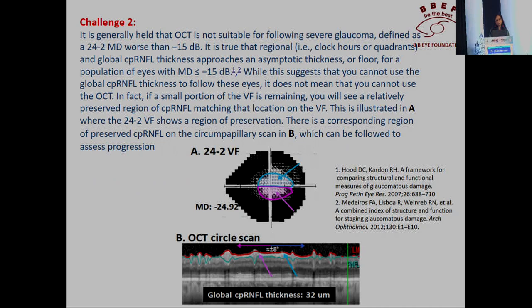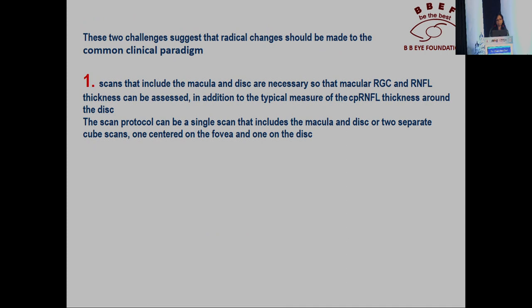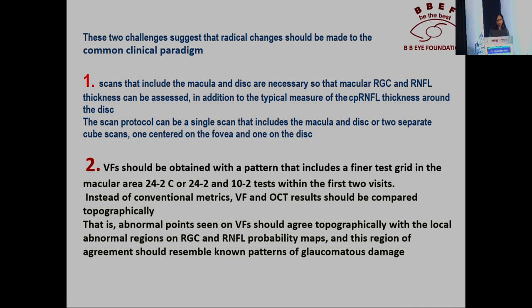And the challenge too is here: in most of these cases, we say the OCT is useless in advanced glaucoma. But if you look at this, where the 24-2 visual field shows a region of preservation, the corresponding region in this area can be seen. You can pick it up, actually, if you look at it carefully, instead of going by the numbers. So these are the two challenges that suggest a radical change should be made in the common clinical paradigm of how the OCT is used. And maybe visual fields which have finer test grids like 24-2C or 10-2, et cetera, should be equated with the OCT and seen in advanced cases.